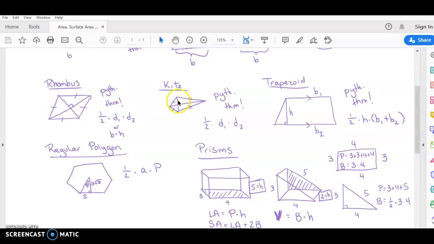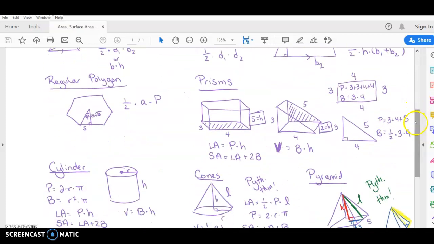A kite. All right, these 2 pieces are congruent. These 2 pieces are congruent. You're going to do 1/2 times diagonal 1 times diagonal 2. Keep in mind that these diagonals are perpendicular, so Pythagorean theorem is definitely a possibility. Trapezoid. All right, the height is the perpendicular distance between the 2 bases. The bases are the parallel sides, B1 and B2. And the formula: 1/2 times the height times base 1 plus base 2. Make sure you add those first before multiplying it. You may have to do Pythagorean theorem. Notice there's a right triangle, so there's always a possibility of Pythagorean theorem with that.